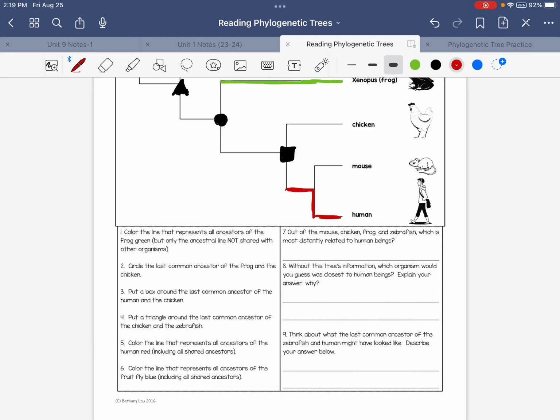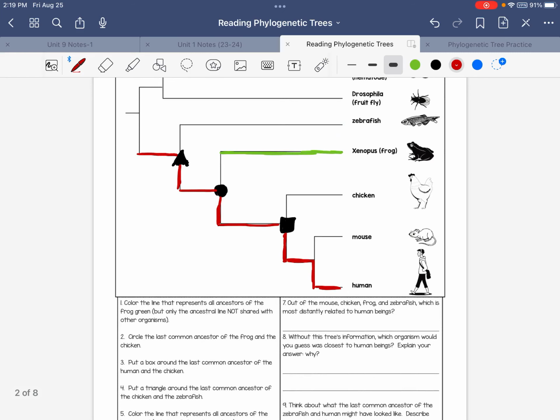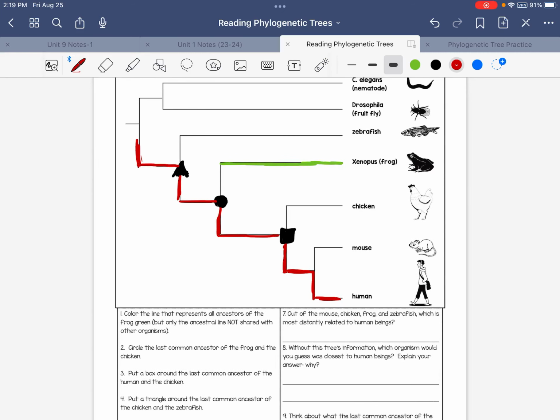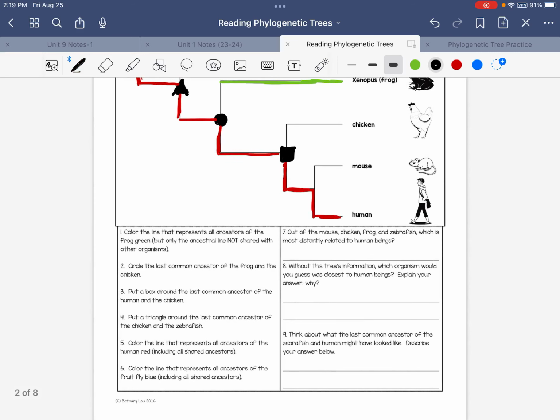Okay, now we're going with the mouse, but we're just going to keep going back because we want all ancestors, even the ones that other species share with us. Cool beans, cool beans. All the way back here. Great. Okay, that was number 5.